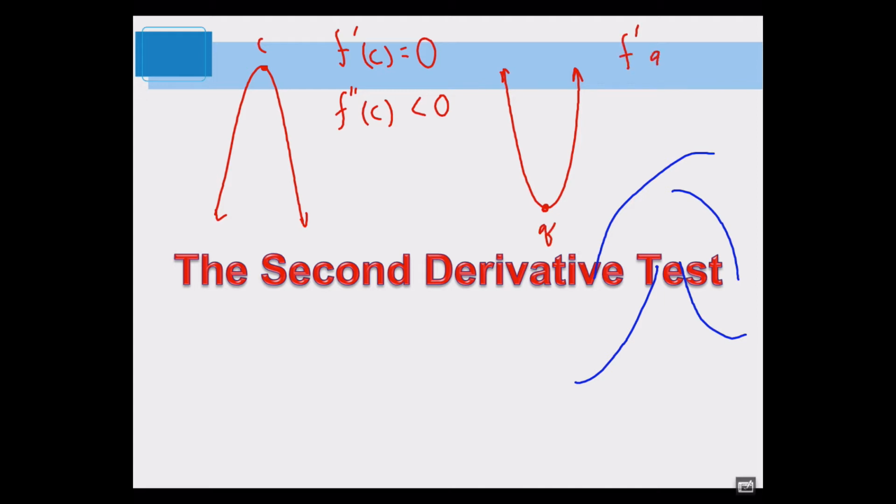What's F prime of Q? 0. It's a critical number. It's either going to be a max or a min. What's the concavity? What's F double prime of Q? Greater than 0.